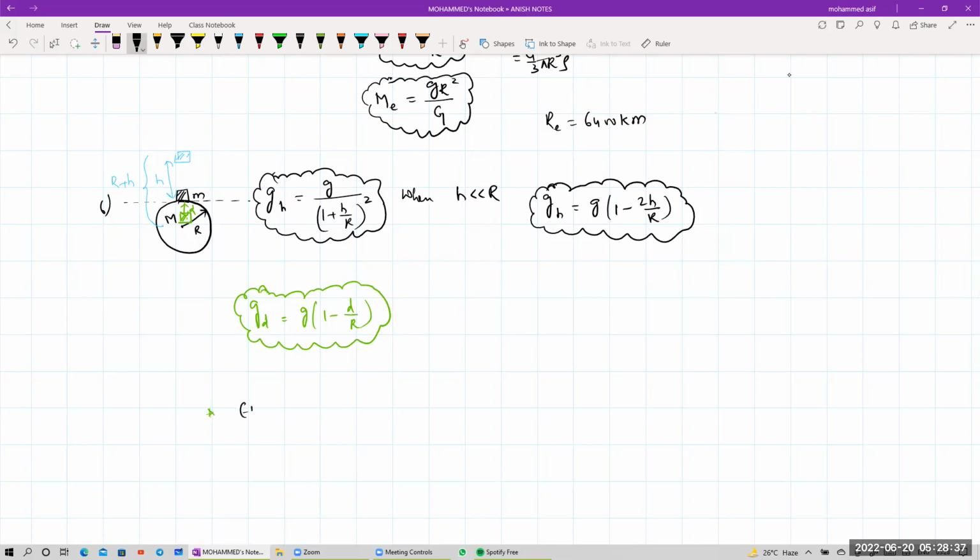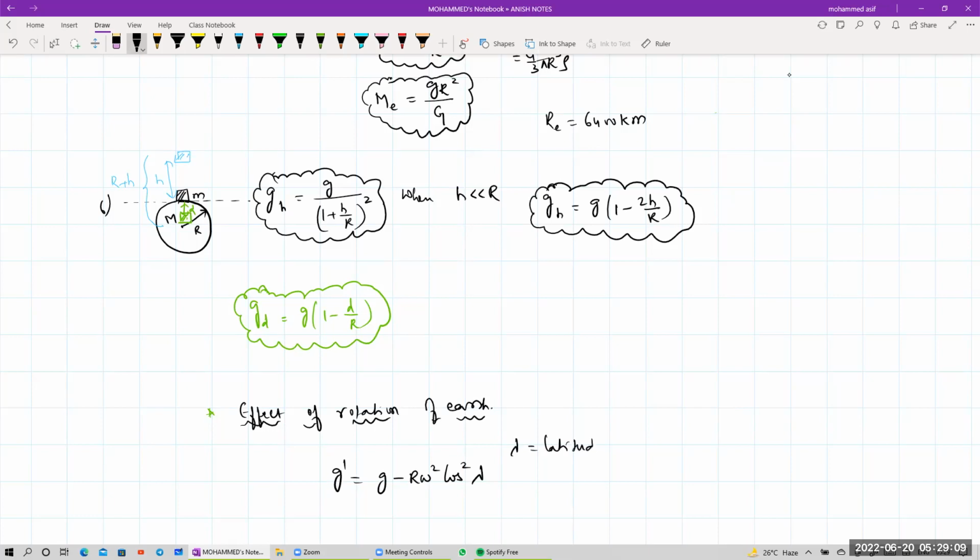The same way, effect of rotation of Earth. When Earth is also rotating, there is a change in acceleration due to gravity at the equator and at the poles. And that is given by the formula g dash is equal to g minus R omega square cos square phi. Phi is nothing but what? Latitude.